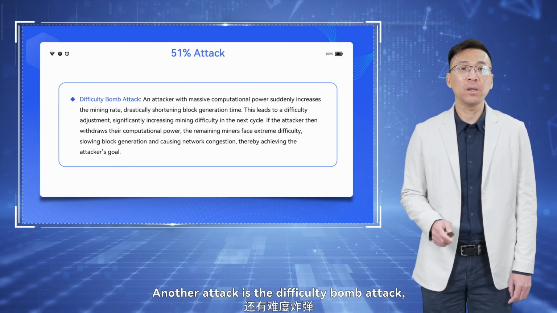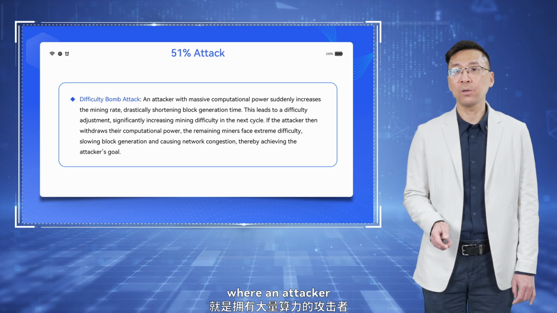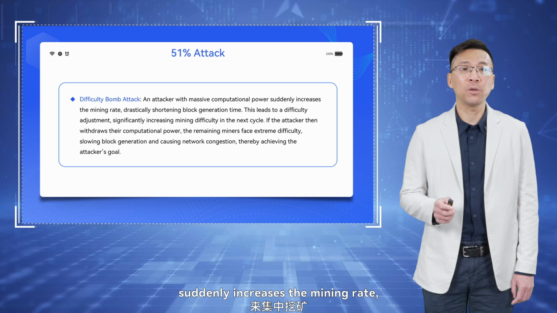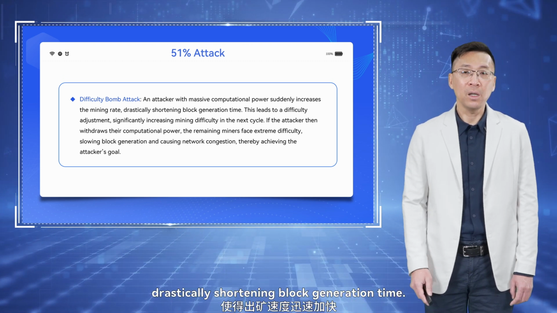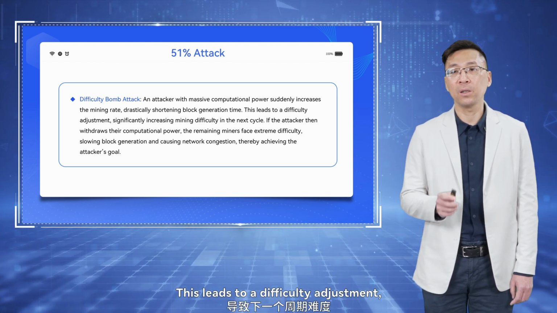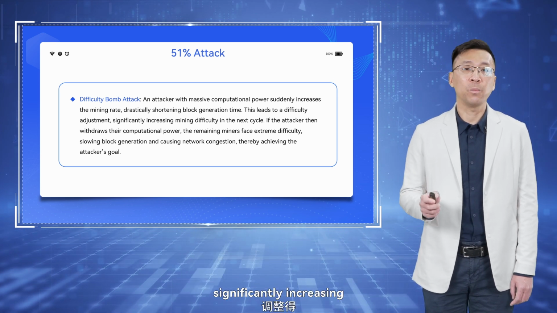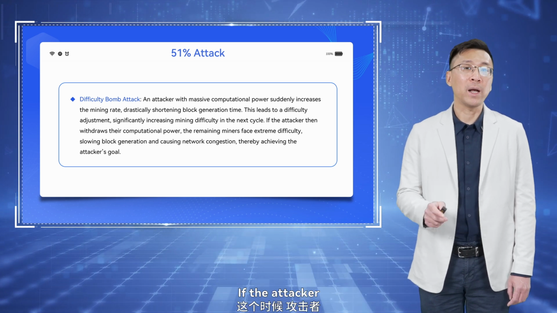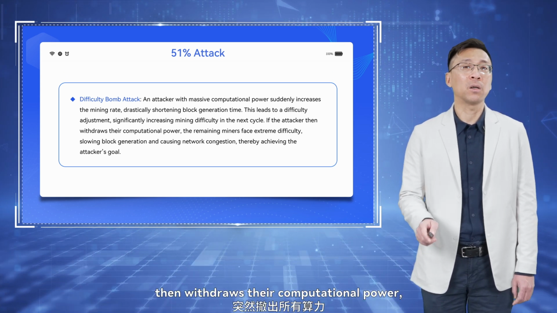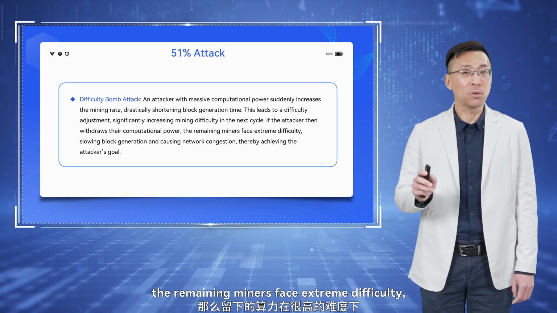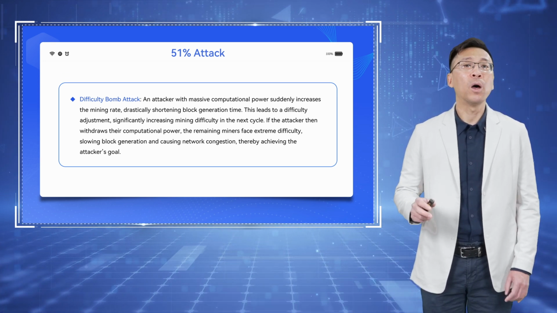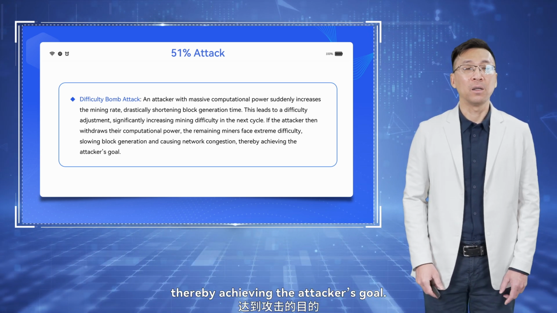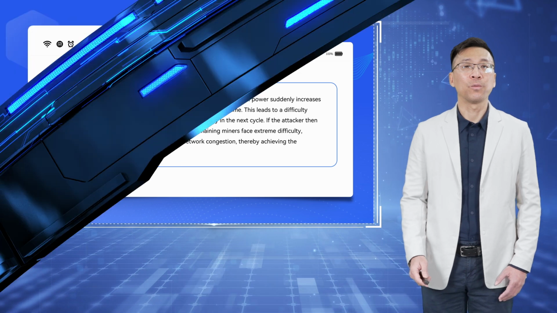Another attack is the difficulty bomb attack, where an attacker with massive computational power suddenly increases the mining rate, drastically shortening block generation time. This leads to a difficulty adjustment, significantly increasing mining difficulty in the next cycle. If the attacker then withdraws their computational power, the remaining miners face extreme difficulty, slowing block generation and causing network congestion, thereby achieving the attacker's goal.